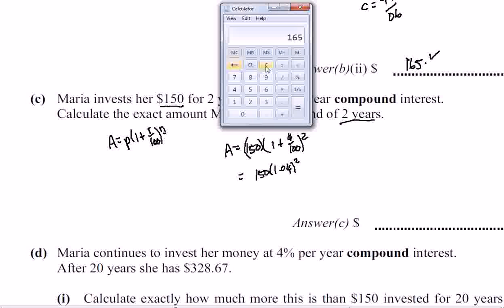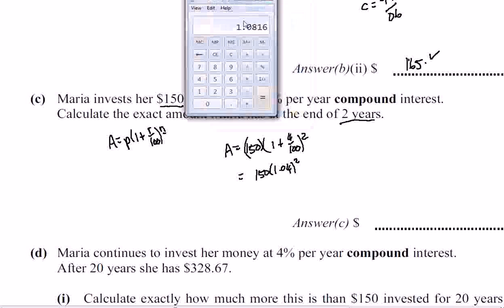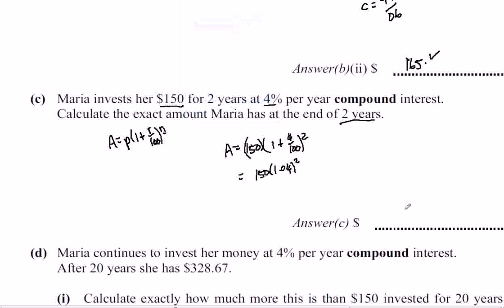On our calculator, 1.04 squared, that value times 150 gives us 162.24. Cool. So remember the difference between simple interest and compound interest is that this formula gives you the amount she has in total at the end, including the interest that she earns.